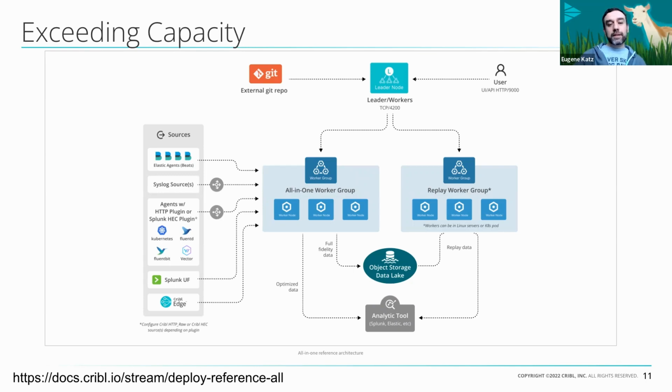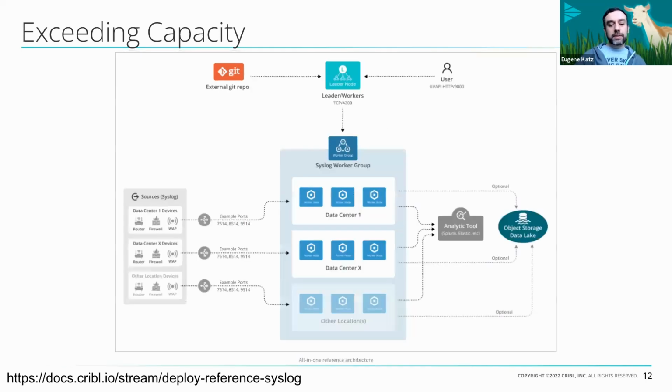So one of the things that helps with that, and this is the other reference architecture that was published last night, is having separate worker groups. This one talks about syslog, and you can see the mapping. There's data center 1 going to data center 1 through a load balancer, data center 2 going to data center 2, and so on and so forth.